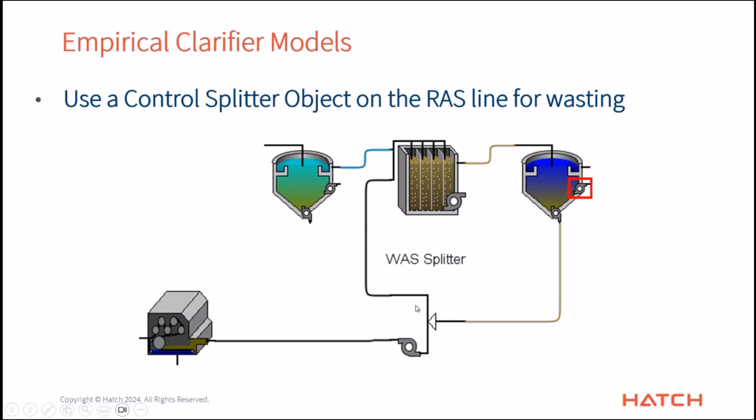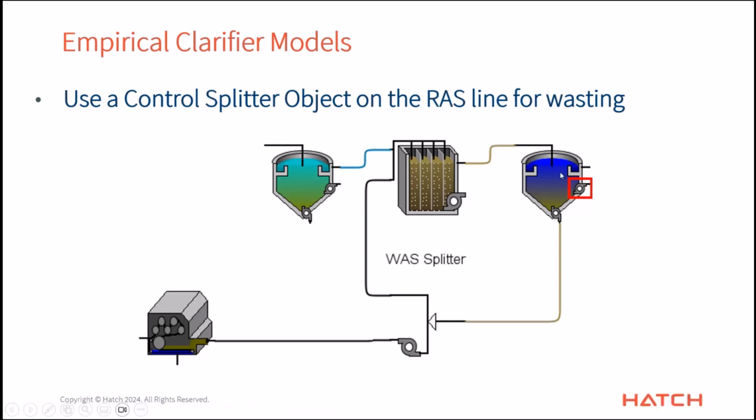The control splitter object is found up where the regular splitters are found. If you scroll down to the bottom of that list, you'll see it there. With the control splitter, you basically specify a pump flow rate on one side and all the rest of the flow goes the other way. So it's nice and convenient.